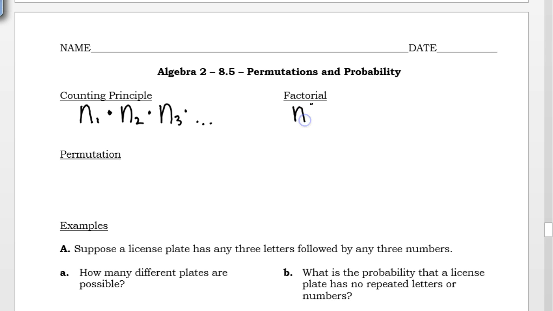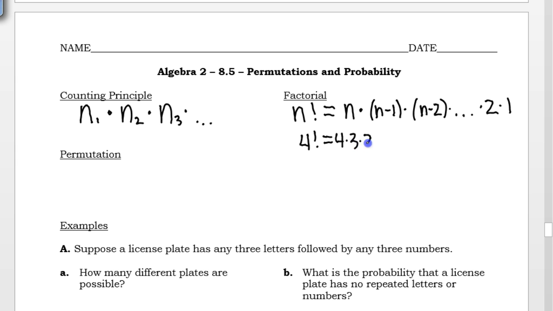Factorial looks like an exclamation point. Factorial is a number multiplied by the next lowest number, multiplied by the next lowest number, and the next lowest number, and the next lowest number, all the way down to 1. So for example, 4 factorial would be 4 times 3 times 2 times 1. And 7 factorial would be 7 times 6 times 5 times 4 times 3 times 2 times 1.